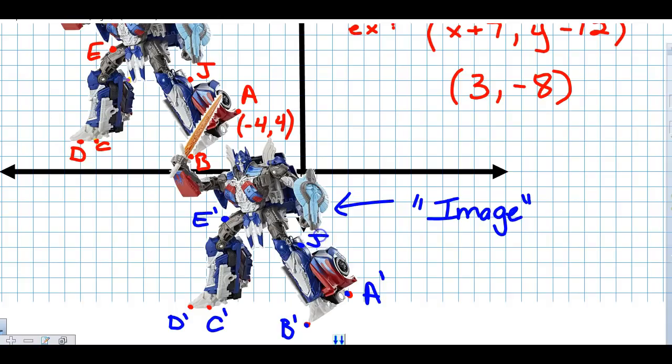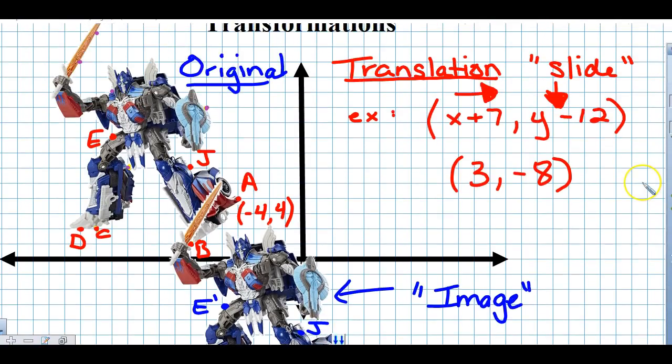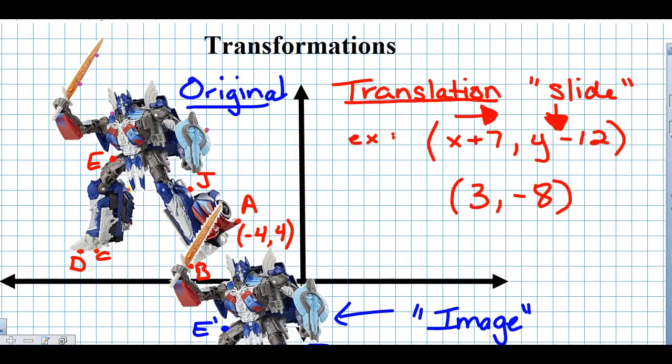So that is translations in a nutshell. Pretty basic stuff. Translate an item means to move or slide it. To translate a figure means to move or slide it.